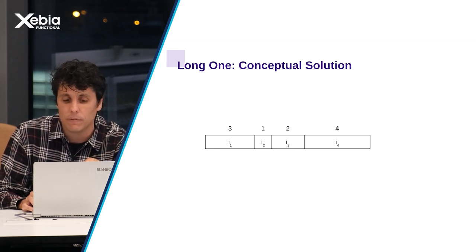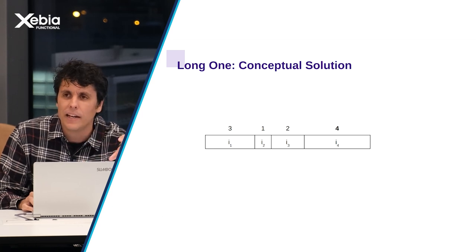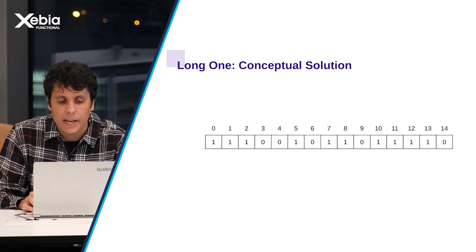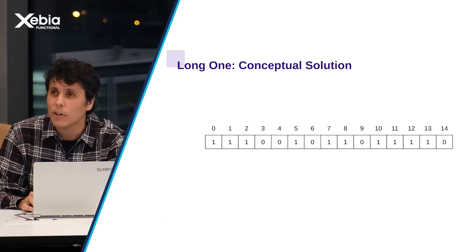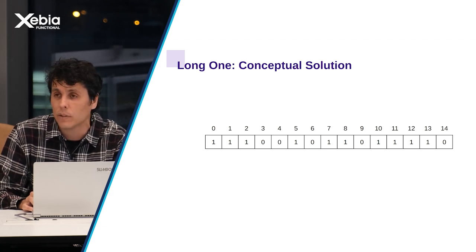In this case, four. Okay, so the problem is how can we identify this group identifier for each of the groups. So my idea here was to do the following. We start with the vector, we use the index of each element, and we get the indexes of the elements which are true.